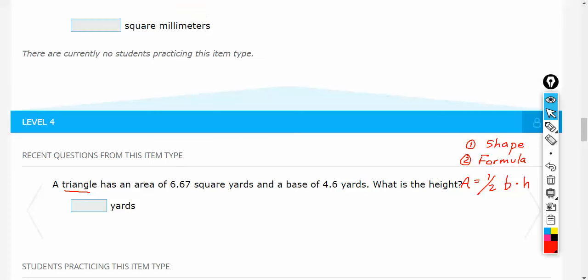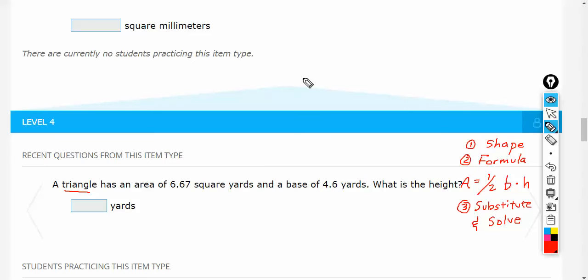Going back to the question. They want us to, then number 3 is substitute. So 3, I'm just going to write substitute. And solve. Those are basically the 3 steps.